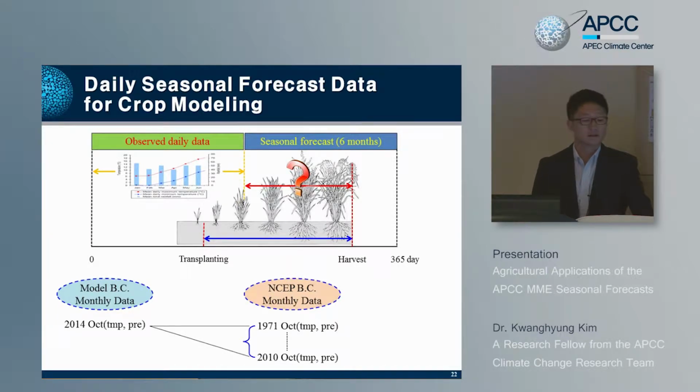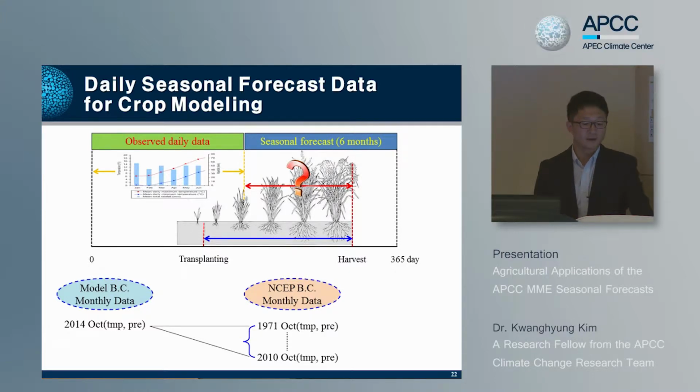However, since the 6-month forecast data is in a monthly format, we had to downscale the monthly data to daily data. Like other field scale applications, these global scale models require gridded weather data for model runs. That's why we need gridded global climate data for observation and also forecast. Briefly, we had a forecast for 2014 October, let's say, which is monthly temperature and precipitation.